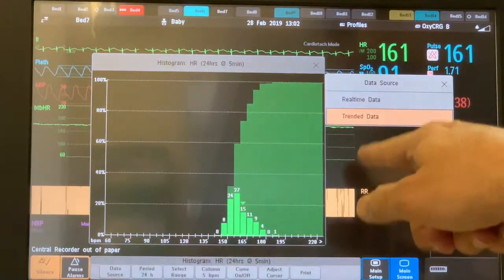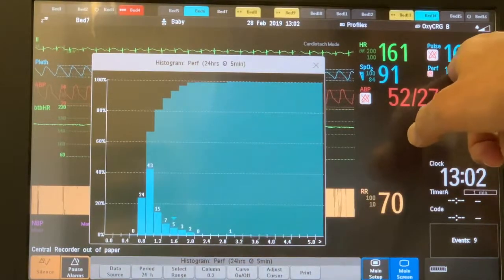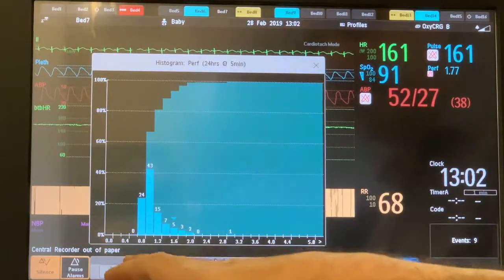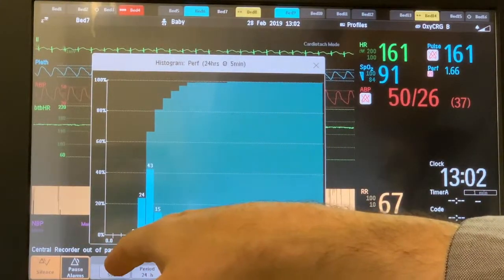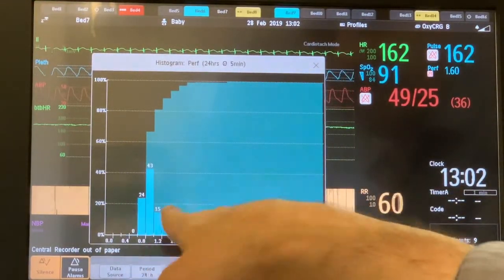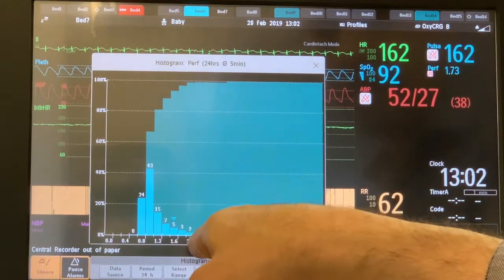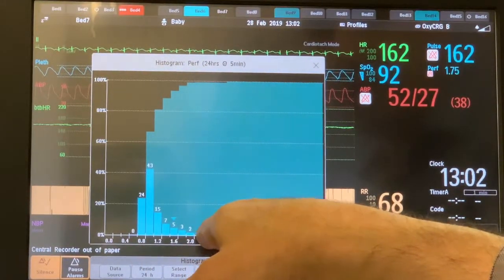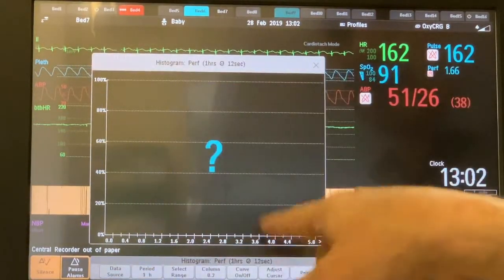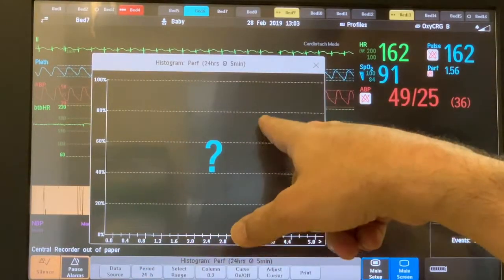You can also select perfusion index, which is a little number on the right side of the screen here. The normal acceptable number is between 0.4 up to 3. So you have the histogram within the acceptable range, between 0.6 up to 2.4, which is really acceptable. Also you can change the interval to be 1 hour and go back to 24 hours.